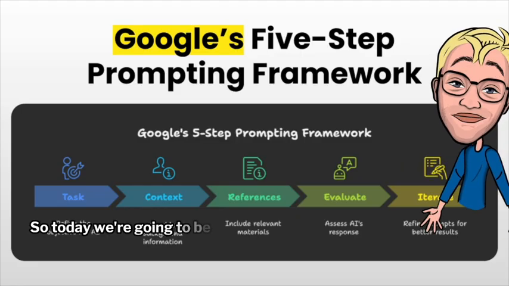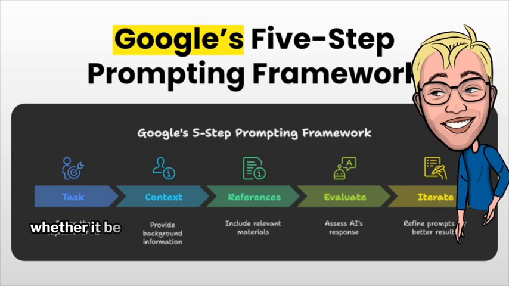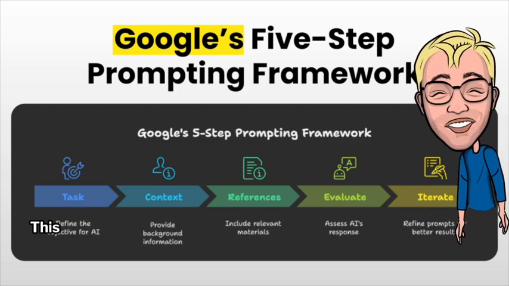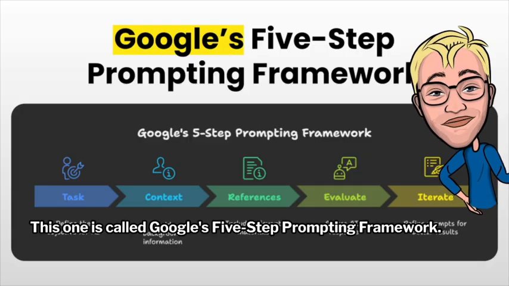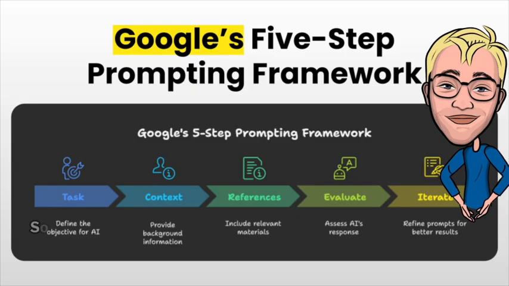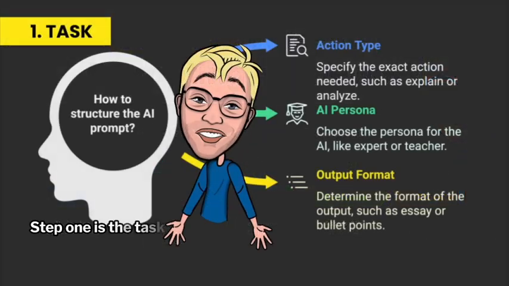So, today we're going to be covering a practical skill that will help you get better results from AI tools, whether it be ChatGPT, Claude, Gemini, Perplexity, or whatever it is you might be using. This one is called Google's 5 step prompting framework. It's essentially a method for communicating effectively with the AI. So, let's begin. Step one is the task.